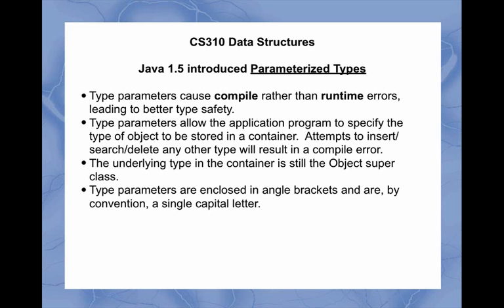Passing the wrong kind of object into the method for one of these container classes will also generate a compile time error. The actual underlying type in the container is still the object superclass. However, we use the parameterized types to represent any kind of object. Type parameters are enclosed in angle brackets, and by convention they are a single capital letter.